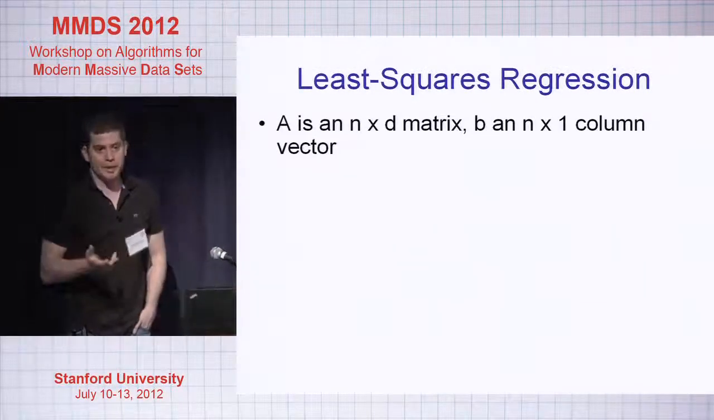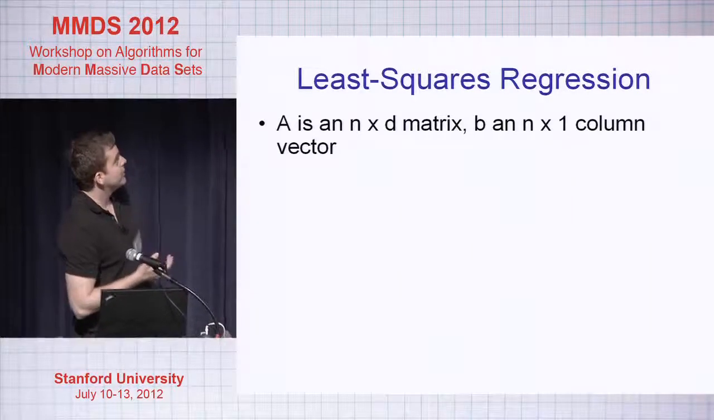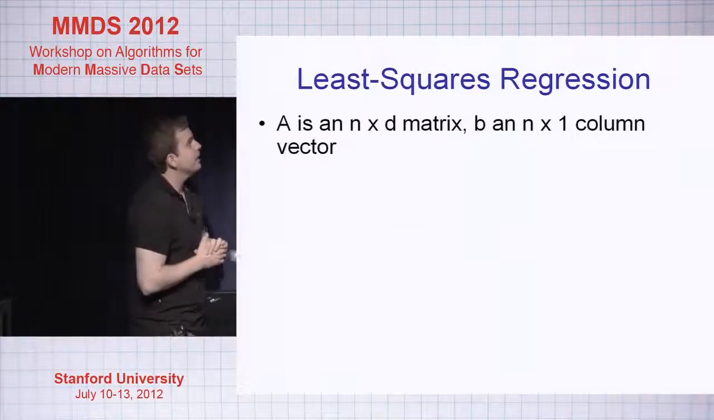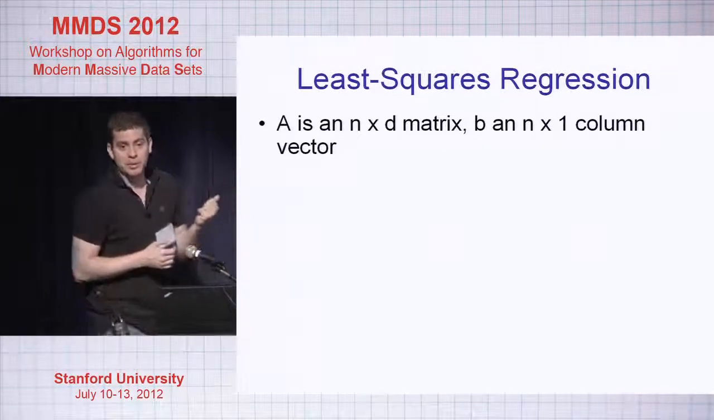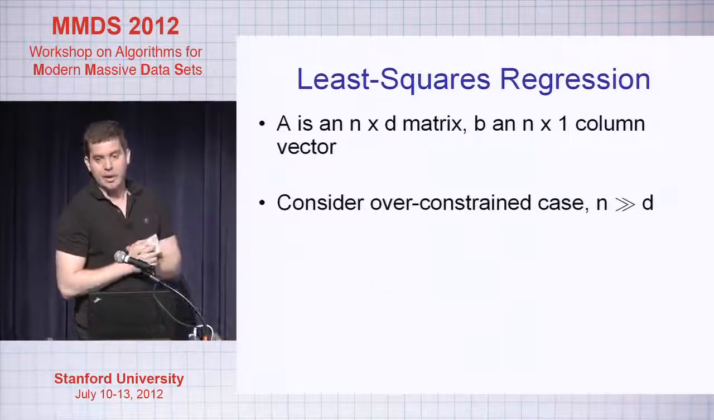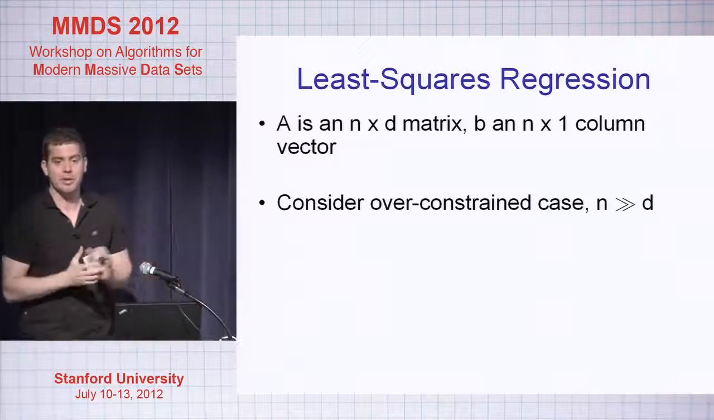So just to recap from Petros' talk, least squares regression: you're given some matrix A, it's n by d, and you're given a column vector B, which is n by 1. And we're going to consider the over-constrained case in this talk. So think of n as being much larger than d.